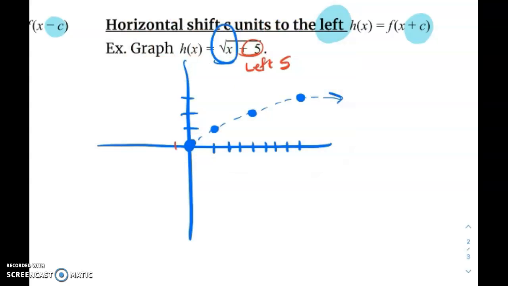So we're going to go 1, 2, 3, 4, 5 for the 0. And then the next one will be at 4. And then the next one, let's see, 1, 2, 3, 4, 5 will be at -1. And then the next one will be at 4. So we just shifted each of these left 5 units. Which means it looks like that.